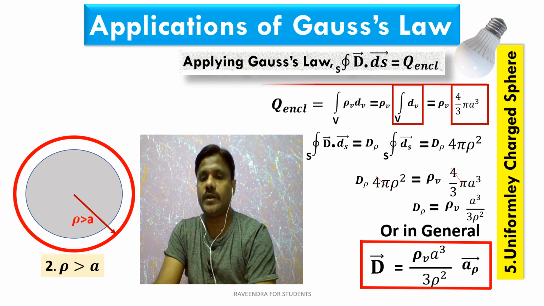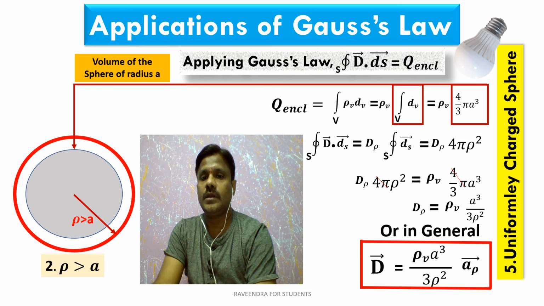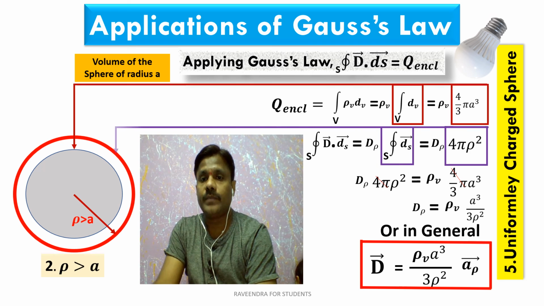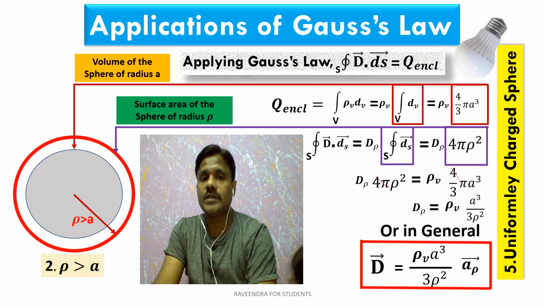and the associated unit vector is a rho bar as shown like this. Now here the important crucial point is, in place of integral over dv, we have considered the volume of the sphere of radius a, not rho. Please make a note here. And in place of closed integral over s ds bar, we have considered the surface area of the sphere of radius rho as usual.